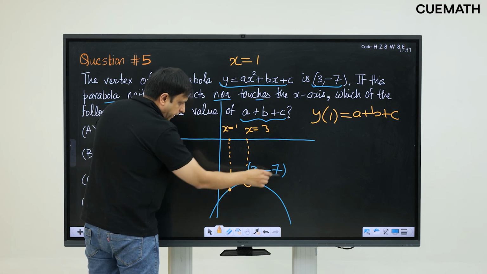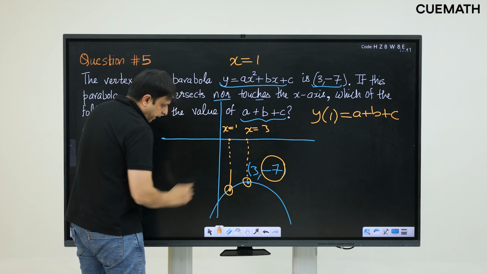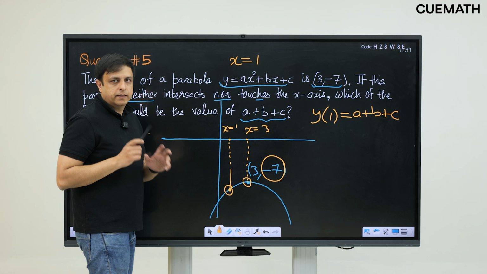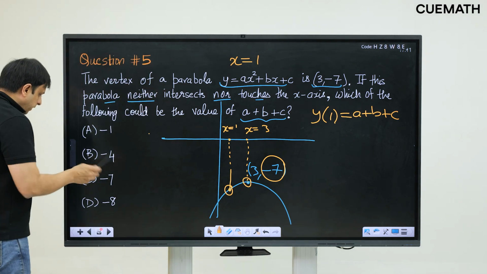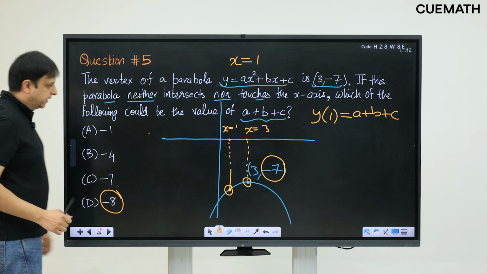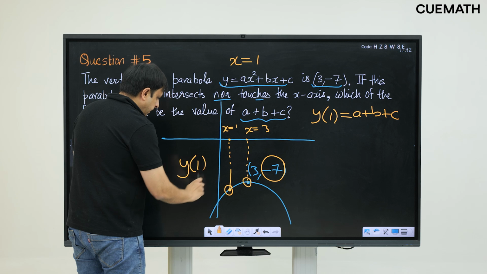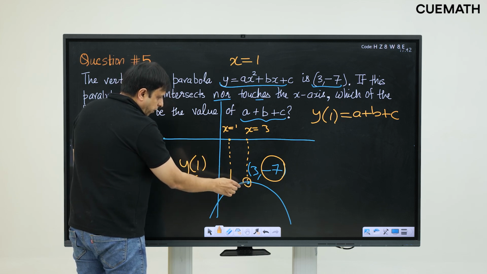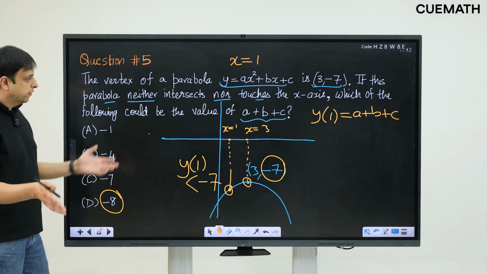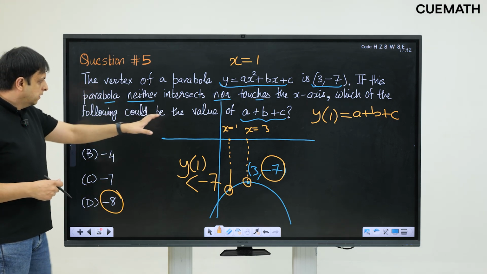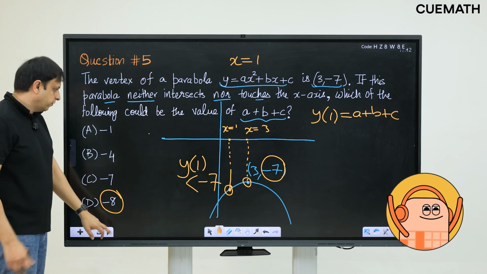So, this point has a y coordinate of minus 7. So, this point's y value must be smaller than minus 7. So, among the options here, the only option possible is minus 8, because the y value at x equal to 1, or y of 1, must be less than the y value of this vertex here, which is minus 7. So, the only option is minus 8, and therefore, the possible option for a plus b plus c is minus 8 in this case, and that solves question 5 for us.